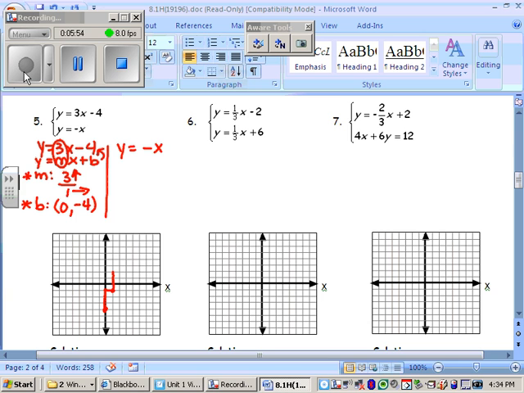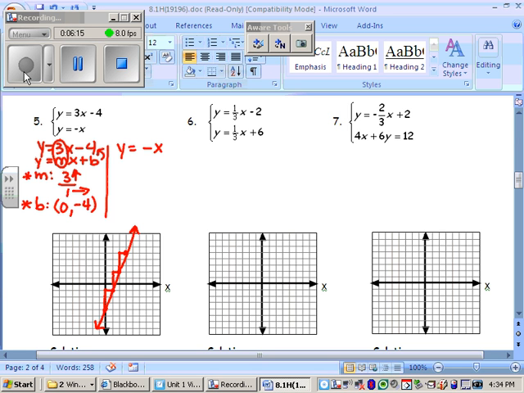Then I'll go up 3 and over 1 and put another point. And I can do that several times. And then I will draw the line. Now it's important that you draw the line as straight as possible when you're trying to graph a system of equations to make sure your point of intersection is accurate.